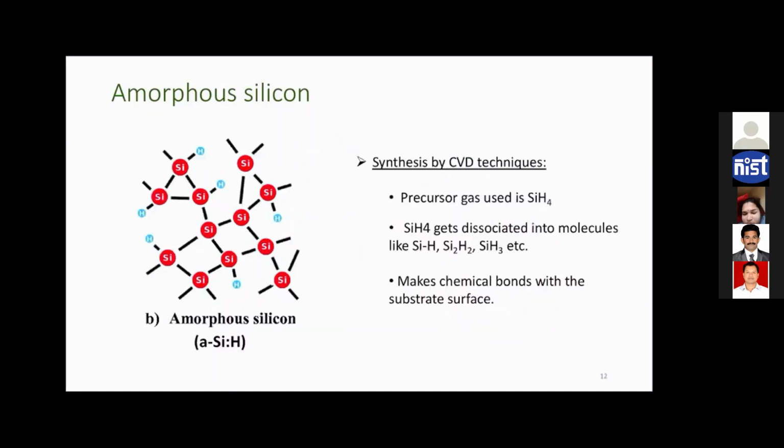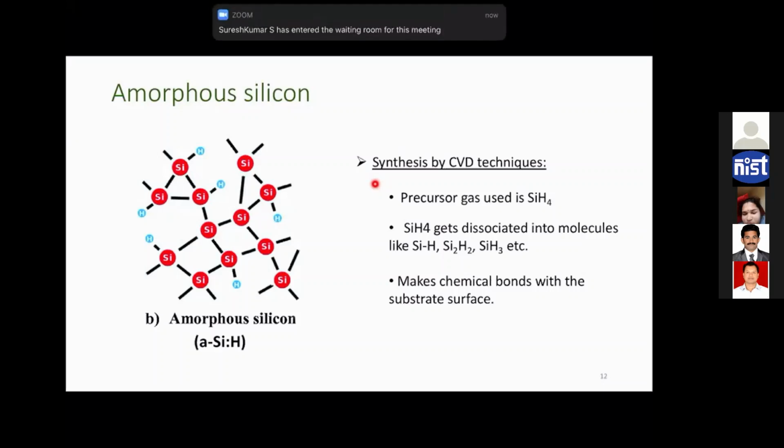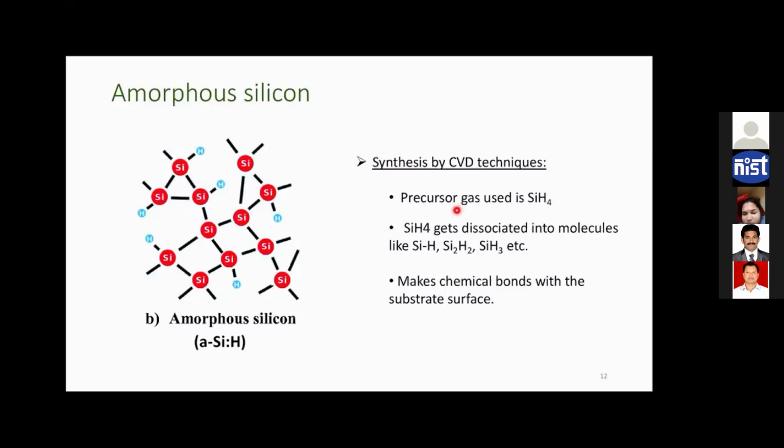The hydrogen comes because of the way you deposit amorphous silicon. Usually the amorphous silicon is synthesized by chemical vapor deposition technique, most commonly plasma enhanced chemical vapor deposition techniques. In PECVD, the precursor gas that is used to deposit amorphous silicon is silane. Silane is SiH4. Now this precursor gas is introduced in a vacuum chamber and a plasma is generated.